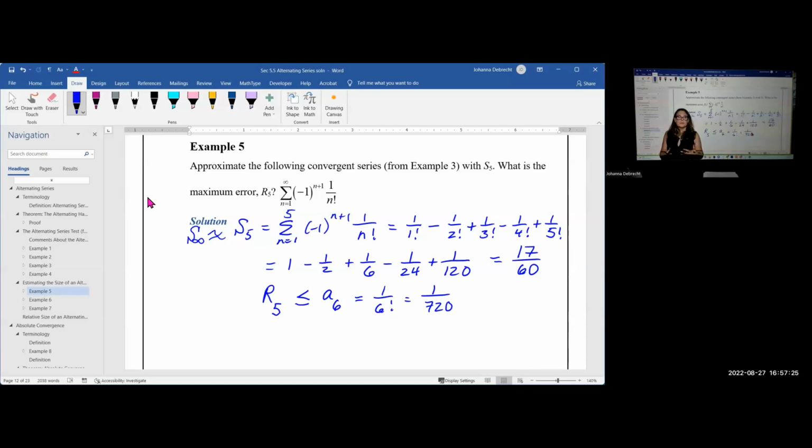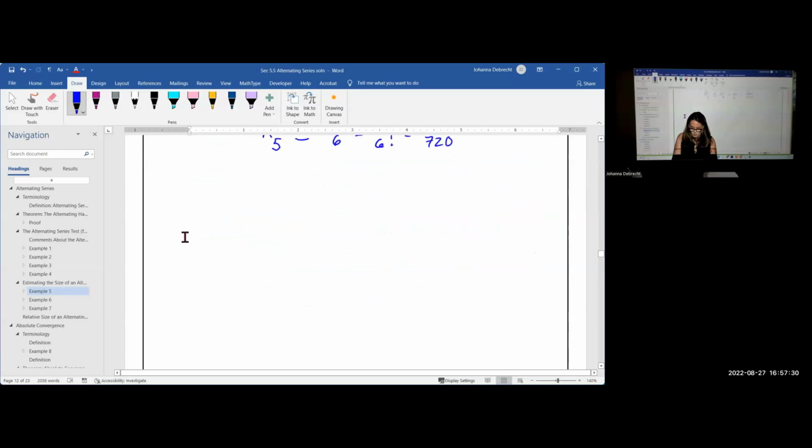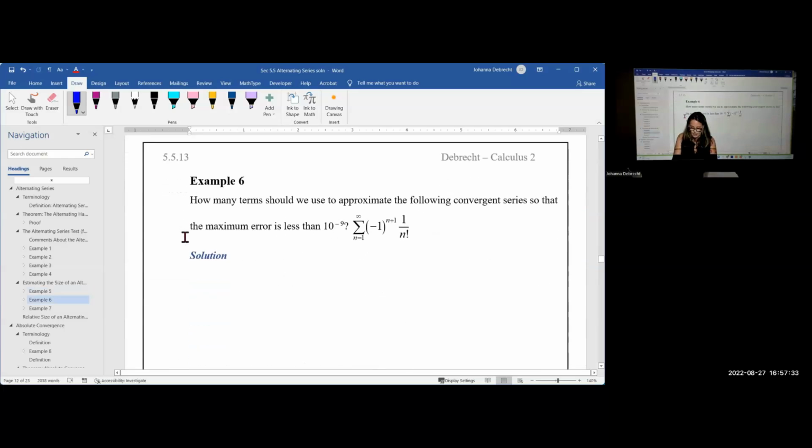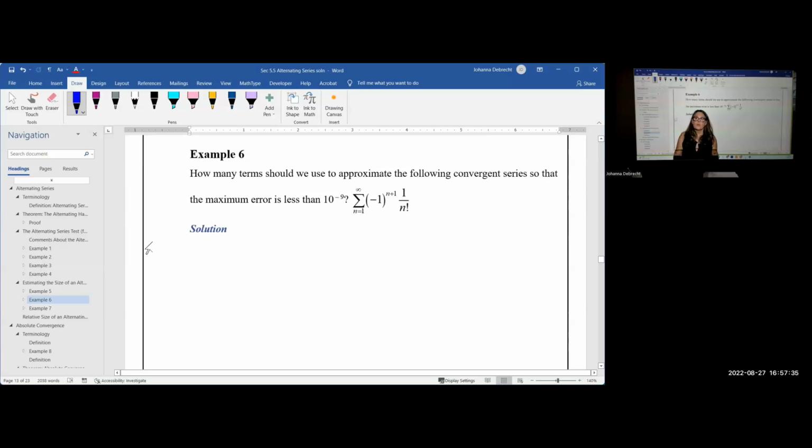So if I want to, I can get more accurate. Let's take a look now at what happens when we try to get more accurate. In other words, we don't know how many terms we want to use to approximate the convergent series. In this case, we just want to make the error be less than 10 to the negative 9. So we're looking for the n value that will give us an R sub n less than 10 to the negative 9.